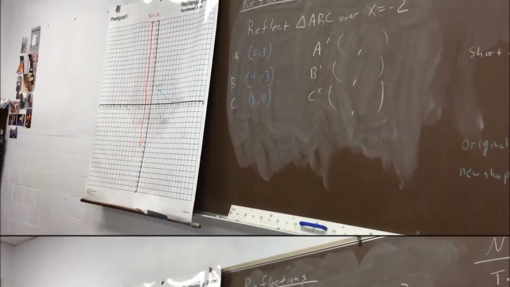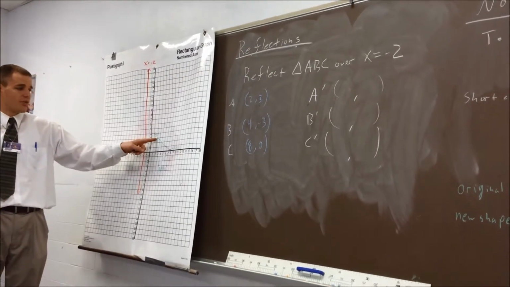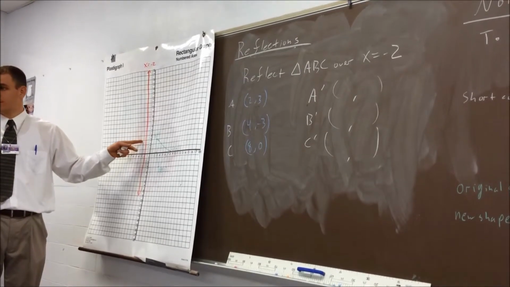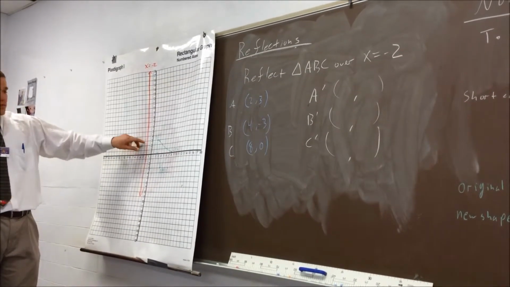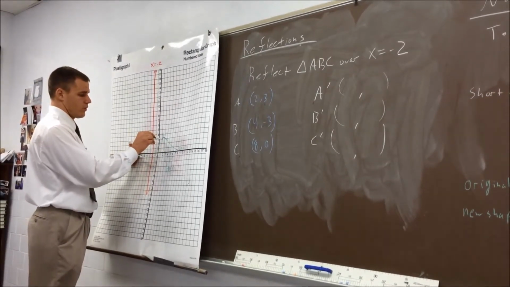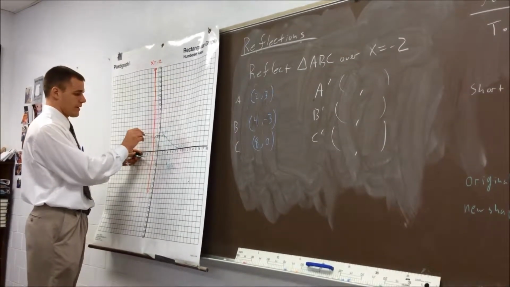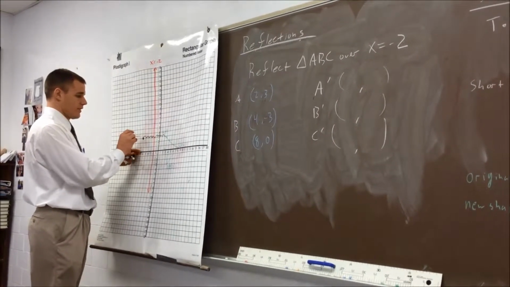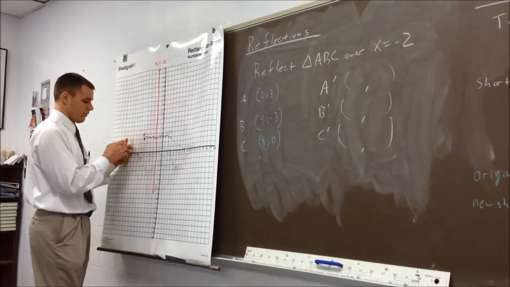Still got to count. Now, how far is 2, 3 away from x equals -2, sir? Well, it's just 4 units, right? 4 units away. So 1, 2, 3, 4. So we're going to have to go 1, 2, 3, 4 over here. So that'll be A prime.